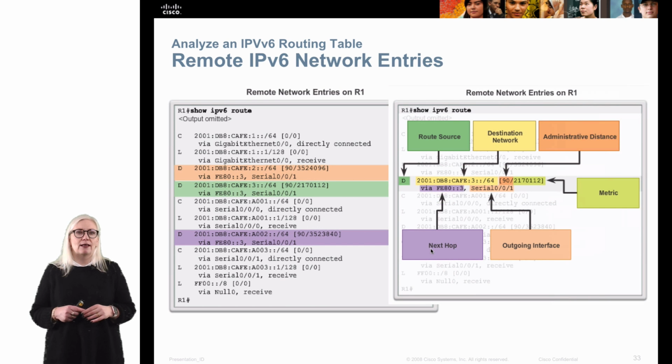On, for instance, an EIGRP route, again we will see where it has come from, we will see the destination network, we will see the AD, which in this case is 90, we will see the metric, and the next hop and the outgoing interface.